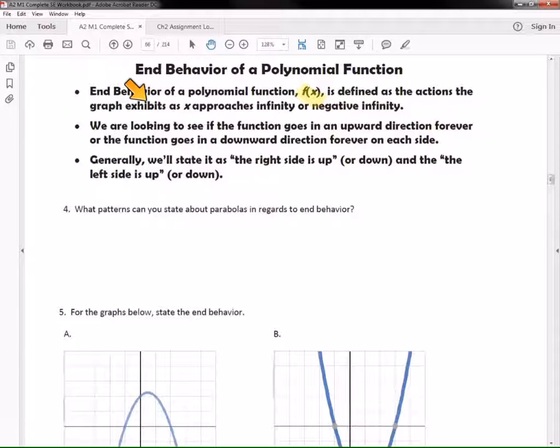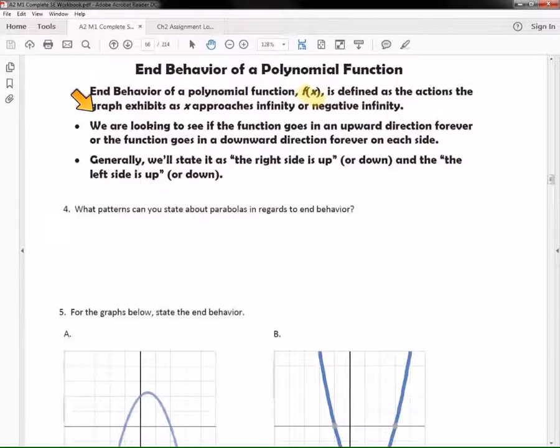Man, look at all these big English words. As the x approaches infinity or negative infinity. As it approaches negative infinity or positive infinity. What the heck is it trying to say right here? Now, if you don't speak math, then you don't know that that is simply just saying the left side or the right side of the graph. But don't worry, we have other bullet points that say that.